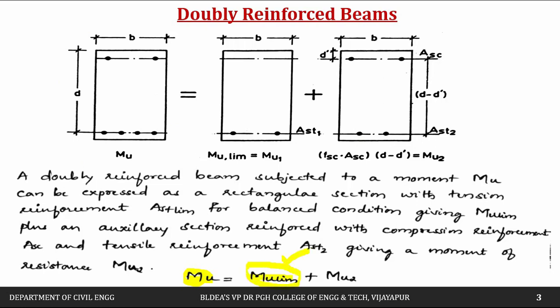This limiting moment, what we have already done for a singly reinforced beam, is the same thing. That is the limiting moment for a singly reinforced beam, plus an additional moment MU2, which will be resisted by the additional reinforcement, that is extra reinforcement AST2 plus the additional reinforcement we are going to provide, that is ASC. Due to the provision of this, the moment carrying capacity of this section increases, so it can take the remaining load by the moment of a singly reinforced section, that is the limiting moment, plus the additional moment which is being given by this AST2 as well as ASC.